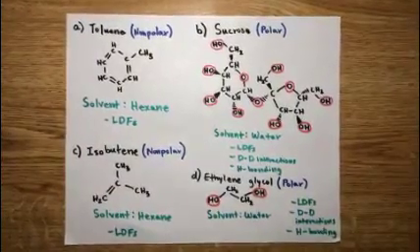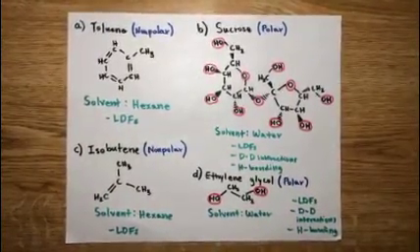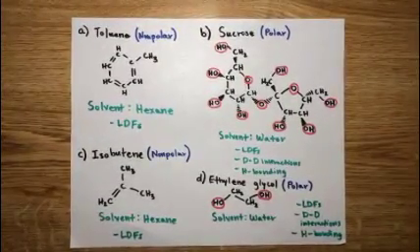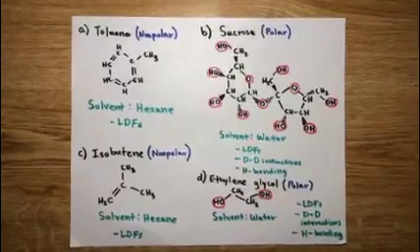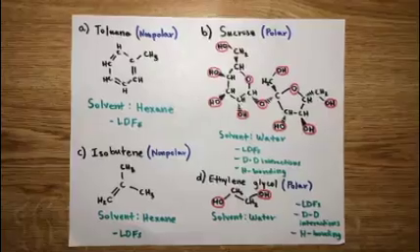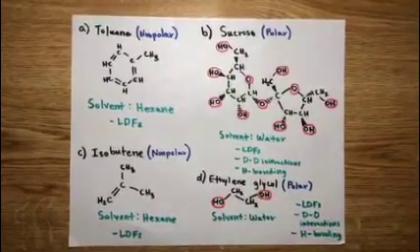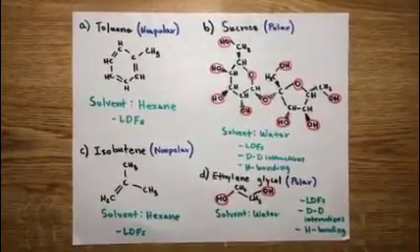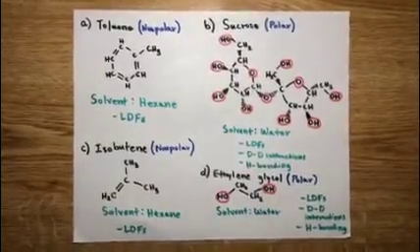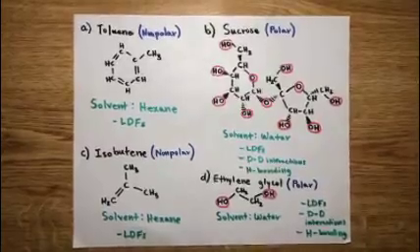The second solute is sucrose, which is a carbohydrate, meaning there are a lot of carbon and hydrogens, but there are also oxygen atoms and OH groups, which are circled in red. Those OH groups and oxygen atoms make the sucrose overall a polar molecule, and therefore it has a greater solubility in the polar solvent water.